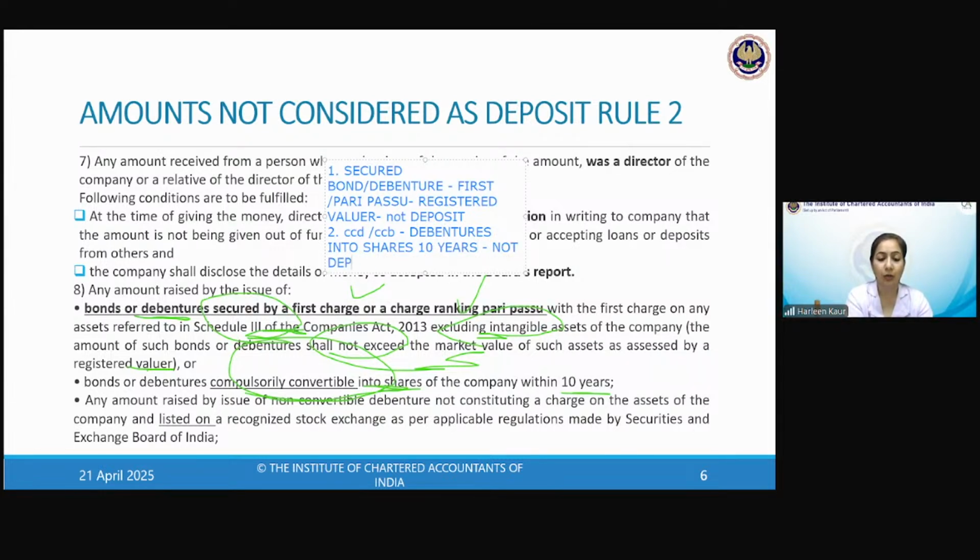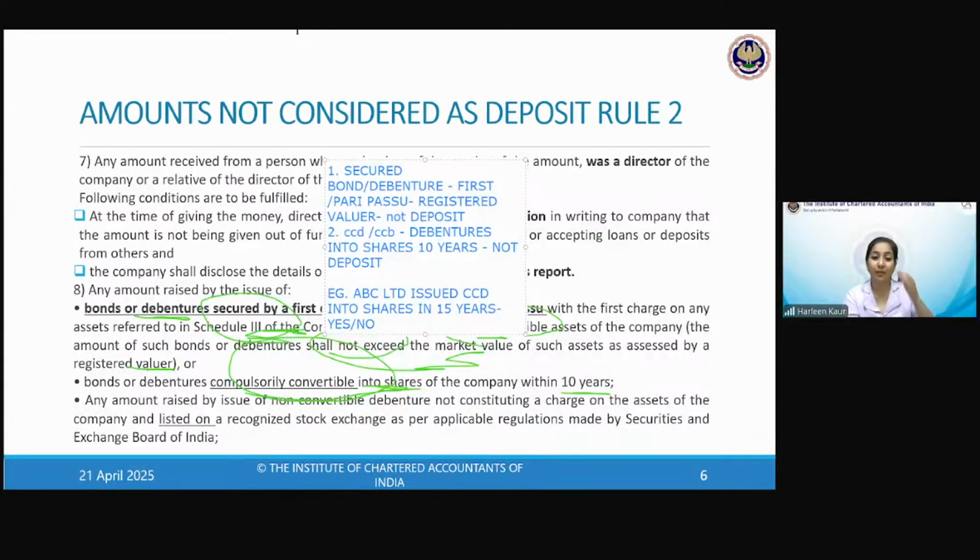So if I ask you, for example, ABC Limited issued compulsorily convertible debentures into shares in 15 years. Will it be considered as deposits? Yes or no? ध्यान से आंसर देना. Demerary, Pragya, Memory, Soumya. Yes is the correct answer. Very good, Soumya and Pragya. What about others? Here, yes is the correct answer.